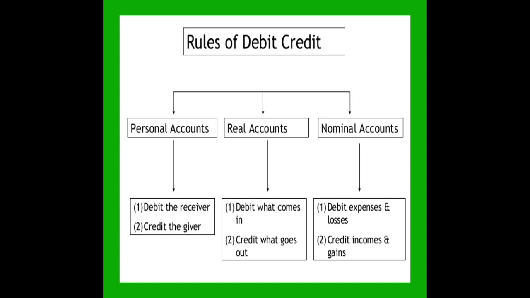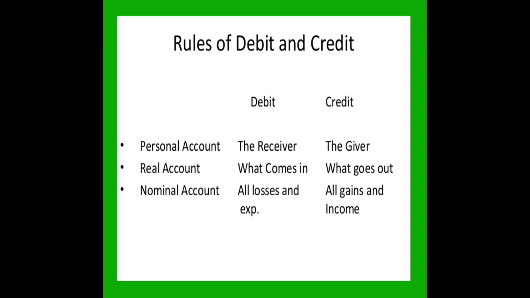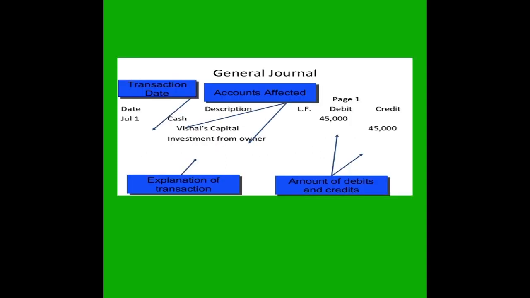The rules of personal account: debit the receiver, credit the giver. Real account: debit what comes in, credit what goes out. Nominal account: debit all expenses and losses, credit all incomes and gains. Remember this table, students. Personal account: debit the receiver, credit the giver. Real account: what comes in debit, what goes out credit. Nominal account: all expenses and losses debit, all incomes and gains credit. In this format, remember date, particulars, LF number, debit amount and credit amount, narration.